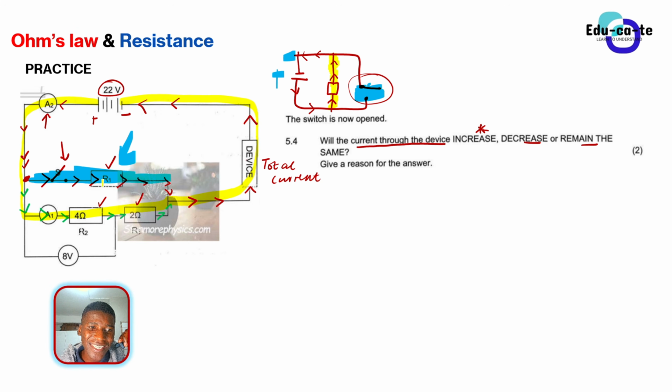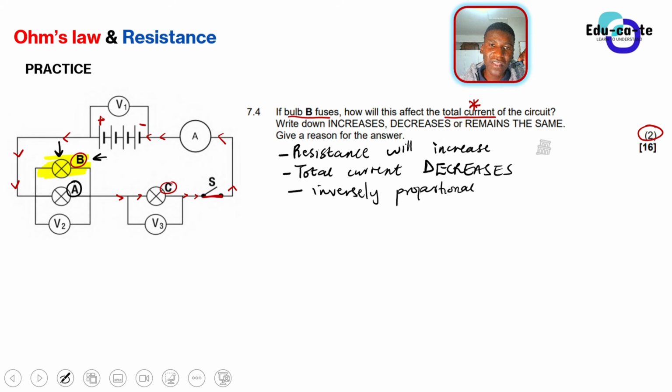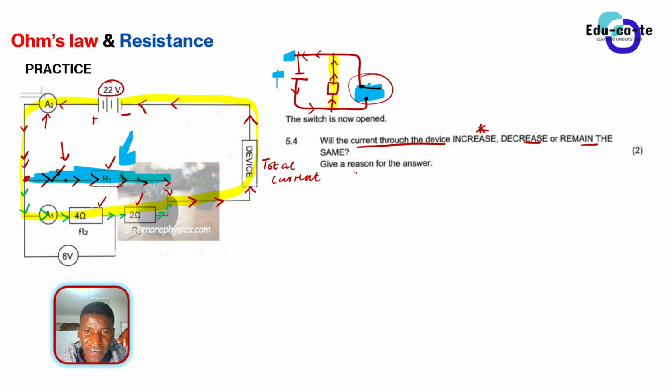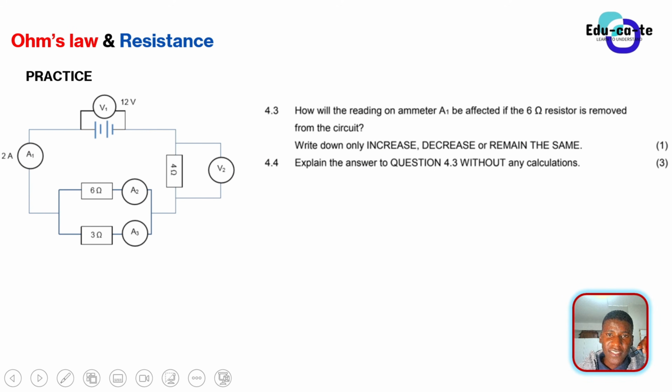So R1, you can see that it is connected in parallel to these two resistors, R2 and R3. So I'm removing a resistor in parallel. The same will happen as in the one that we have done previously. The resistance will increase. Why is that? Because I'm removing a resistor in parallel. The total current will have to decrease. Why is that? Give a reason for your answer. They're inversely proportional.